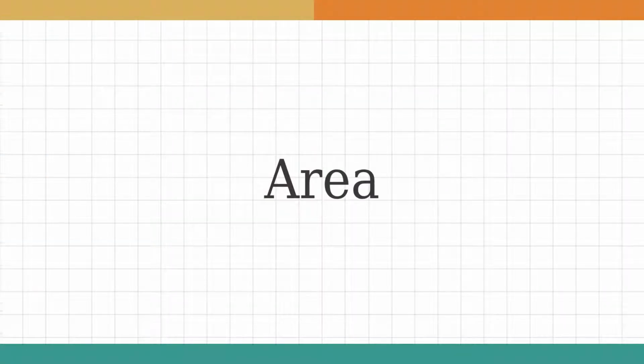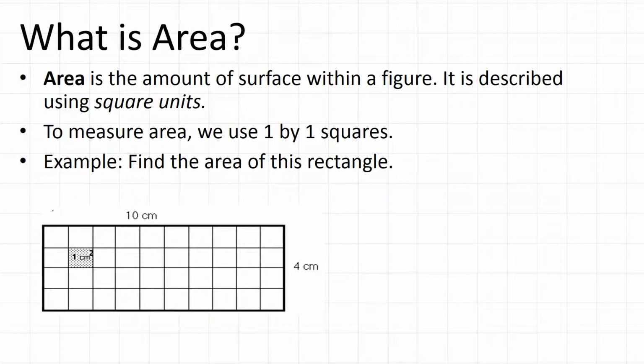In this video lesson, we are going to learn how to calculate the area of rectangles and squares. What is area? Area is the amount of surface within a figure. It is described using square units. So to measure area, we use 1 by 1 squares. Basically, we take the length and width of something and break it down into 1 by 1 squares, and then add them up together, and that gives us the area.